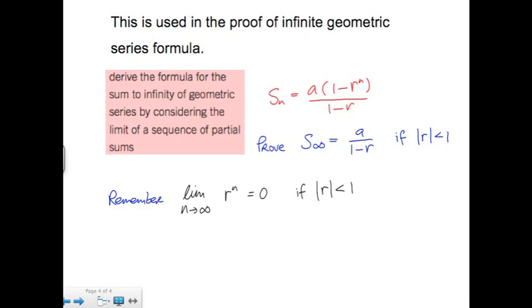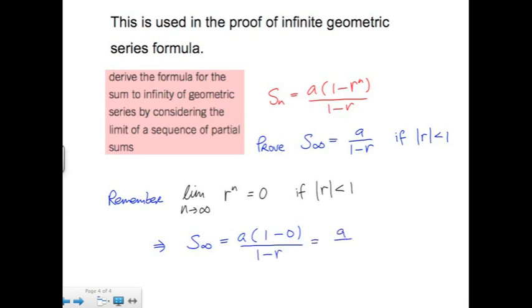Now we're going to use this result from last time. Remember that the limit of r to the power of n is equal to 0. So this time, instead of r to the power of n, r to the power of infinity approaches 0. We just sub in 0, and that proves the formula. It's a very simple proof.